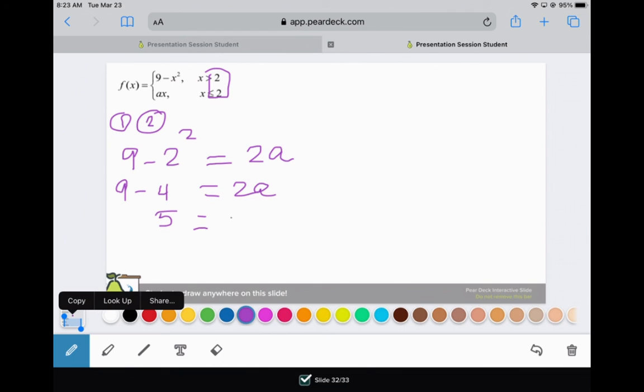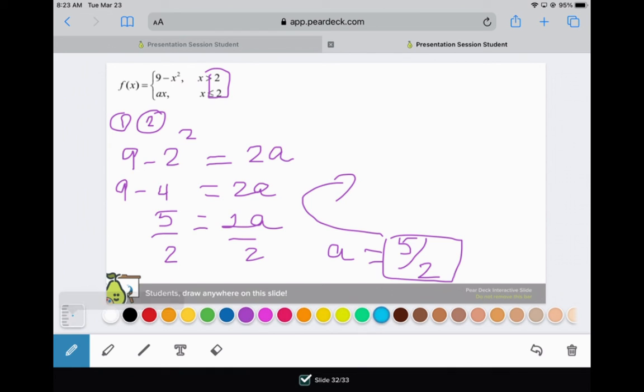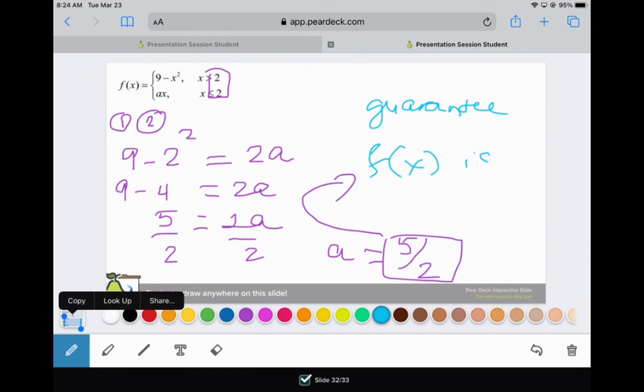5 equals 2a, divided by 2, a is 5 over 2. So what this is saying is, when a is 5 over 2, it's guaranteed that f of x is continuous at x equal 2. Questions for me? Any questions on the steps? So this is step 3 right here, where I'm solving it.